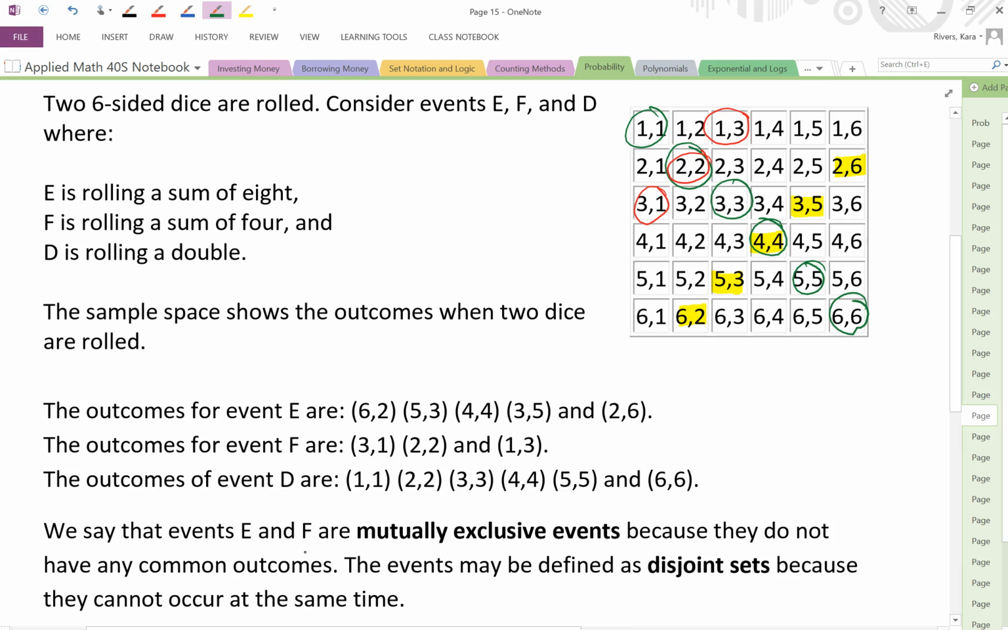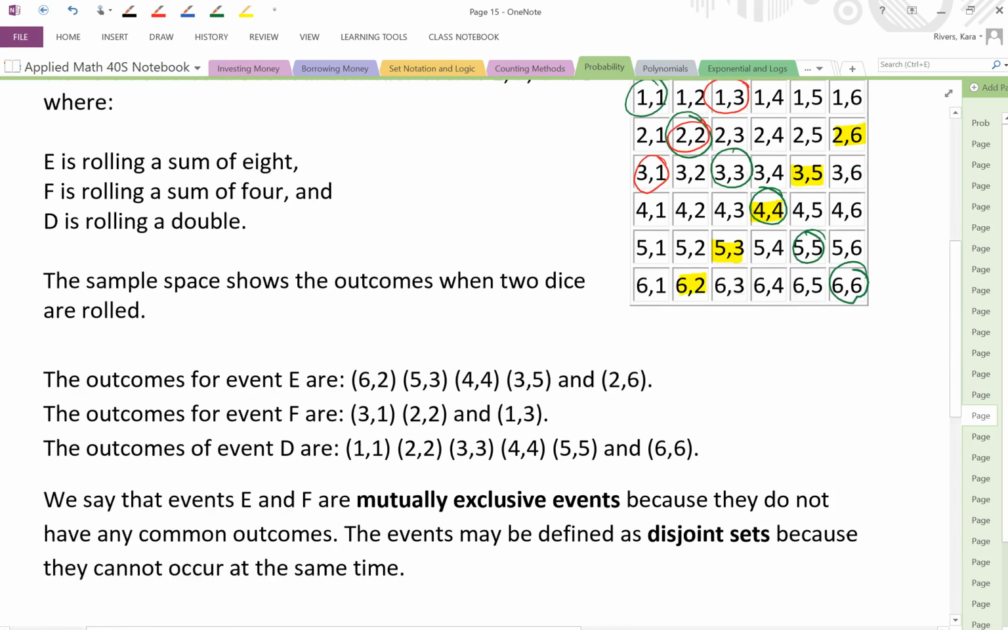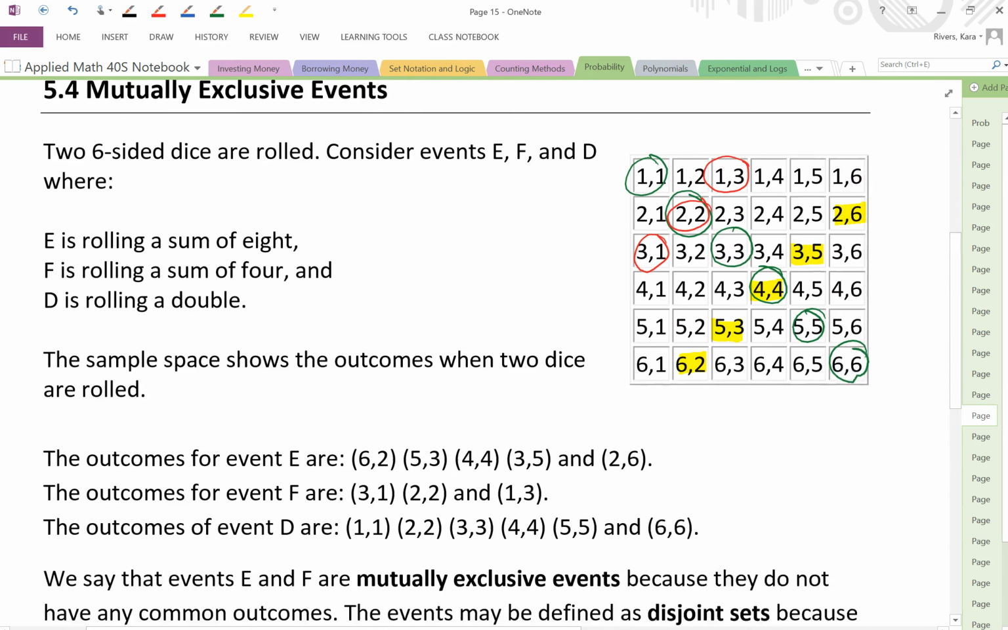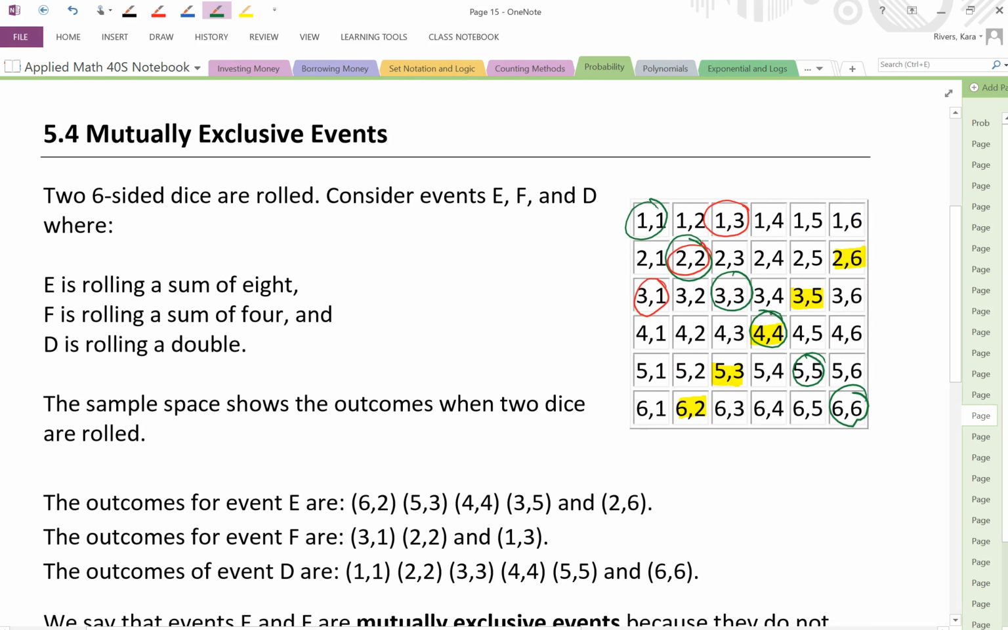And you can see there's no overlaps between E and F. If you look down at the bottom, we can see here's events E and F, and they're drawn using a Venn diagram, and there is no overlap because these are disjoint sets. They are mutually exclusive. However, if you look at E and D, E is rolling a sum of 8, and D is rolling a double, and we do have an overlap there, the 4, 4. And you can see up here, that's where the highlighter and the green are overlapping.